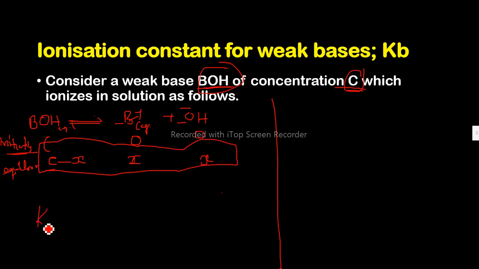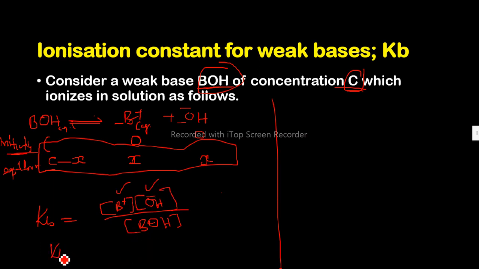And our Kb is going to be equal to the concentration of B plus times the concentration of OH minus divided by the concentration of BOH. This one is assumed constant, it's the same. Not constant, but it is equal. Then we can just do the substitution.